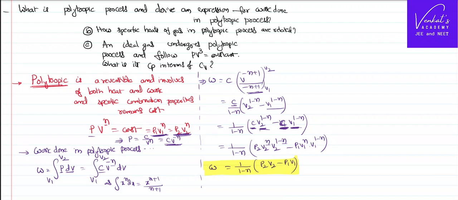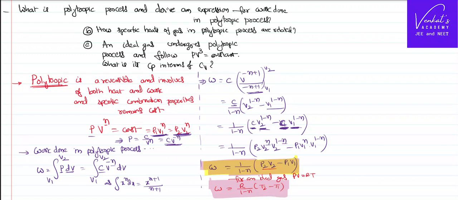So we can also say, for an ideal gas equation of 1 mole, PV can be written like RT. So P2 V2 can be written like RT2. So work done is R by 1 minus n of T2 minus T1. So we can write the work done formula either this way, depending on if the data is given in terms of temperatures, or if the data is given in terms of pressures, we can use the above relation.